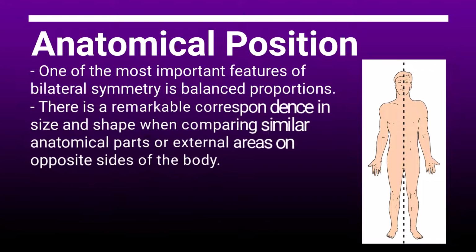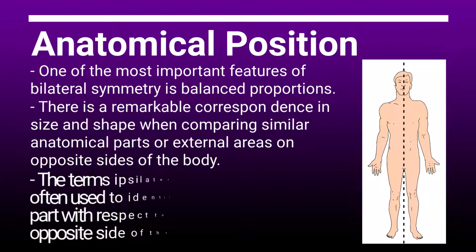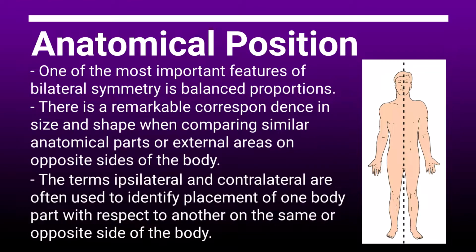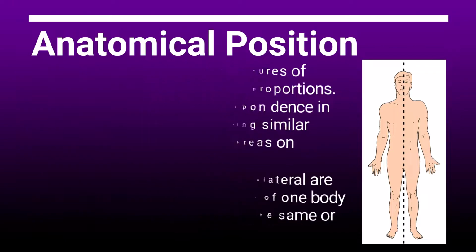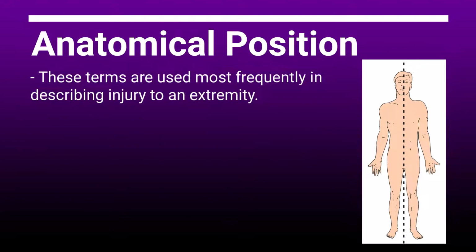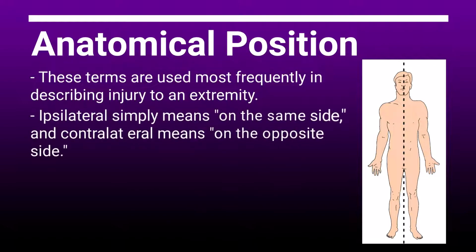There is a remarkable correspondence in size and shape when comparing similar anatomical parts or external areas on opposite sides of the body. The terms ipsilateral and contralateral are often used to identify placement of one body part with respect to another on the same or opposite side of the body. These terms are used frequently in describing injuries to an extremity. Ipsilateral simply means on the same side, and contralateral means on the opposite side.